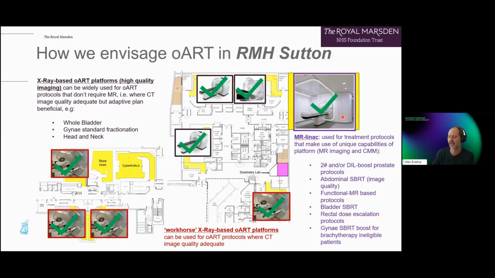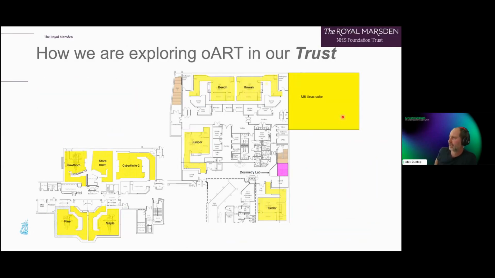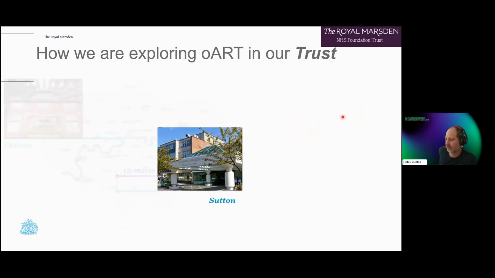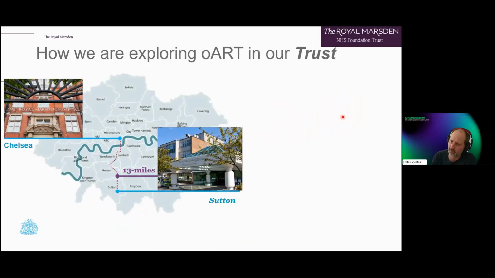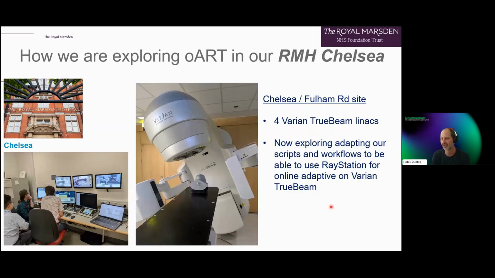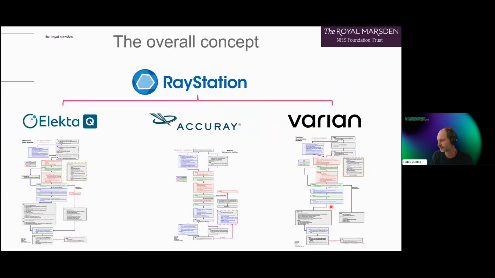So that's how we are at the Royal Marsden in Sutton. But our hospital has 2 sites. We're very much in South London, but we've got a site in Central London as well. They've got 4 Varian TrueBeam linacs, and at the moment we're exploring how we can adapt our scripts and workflows to the RayStation solution on the Varian TrueBeam as well, and that's us practicing it not that long ago.